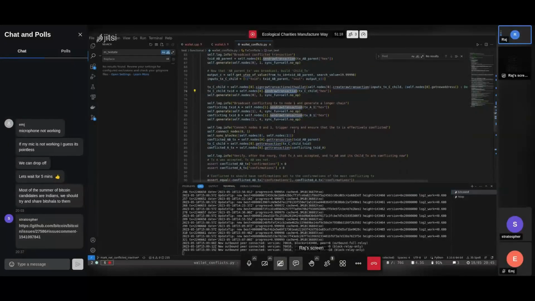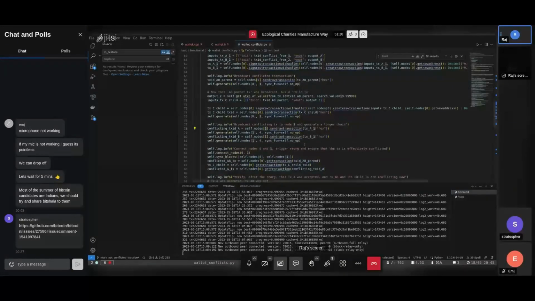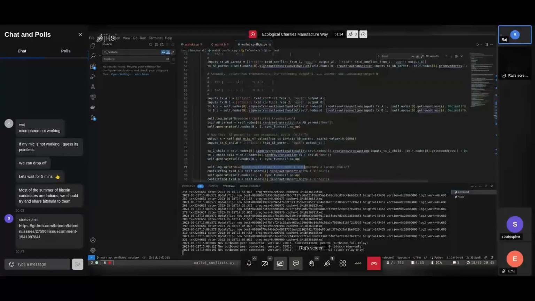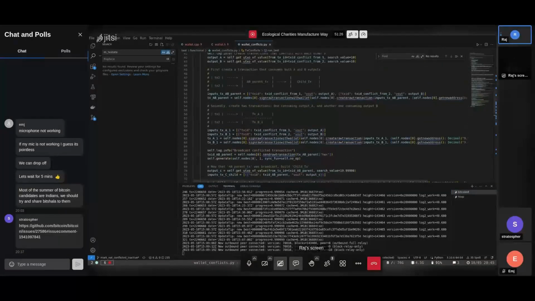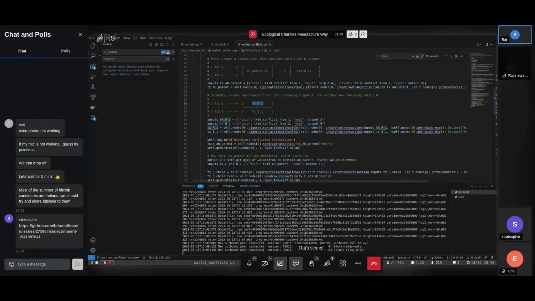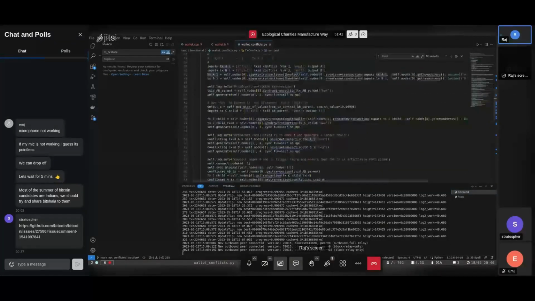Now what it does is tell node 1 to broadcast the conflicting transaction. So txa1 and txb1 are conflicting with this one, so they're also conflicting with this one, right? Because this is a child of this transaction. If this transaction gets conflicted, this is also getting conflicted, right? Because its parent is conflicted.